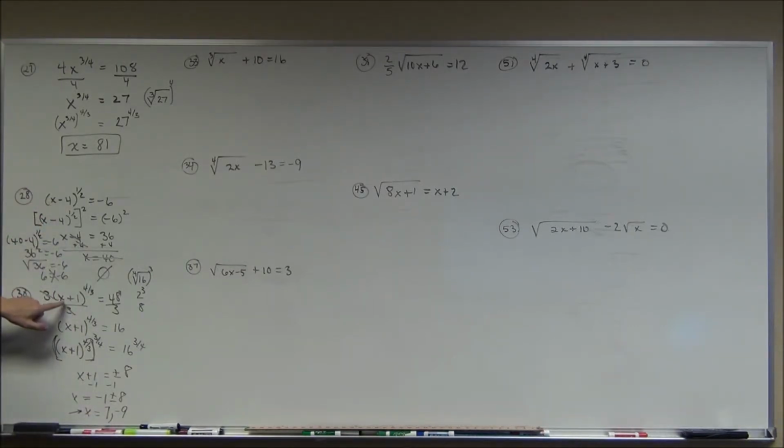Take it back to here and plug 7 in. For example, here 7 plus 1 is 8. The 8 to the 4/3 would be the cube root of 8, 2 to the 4th, 16 times 3 is 48.